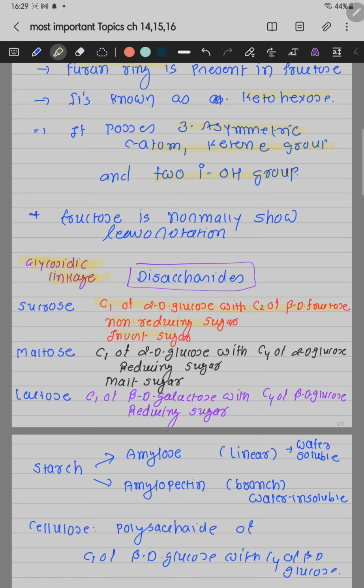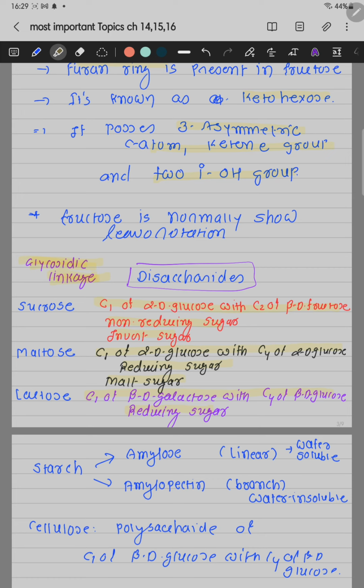On the other side, maltose is known as malt sugar. Here C1 of alpha-D-glucose is linked with C4 of alpha-D-glucose. It is a reducing sugar and can be hydrolyzed by maltase. Lactose is called milk sugar. Here C1 of beta-D-galactose is linked with C4 of beta-D-glucose. It is also a reducing sugar.